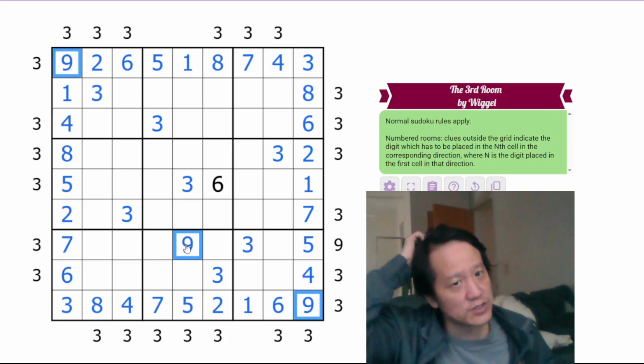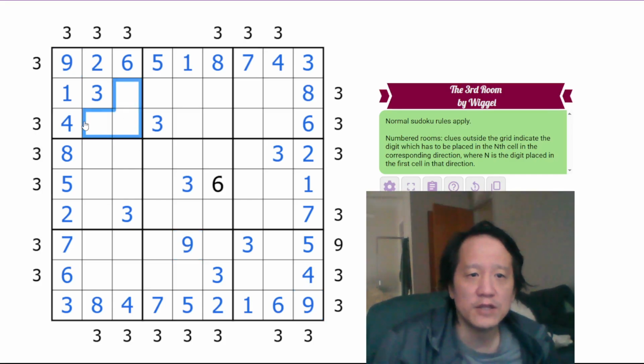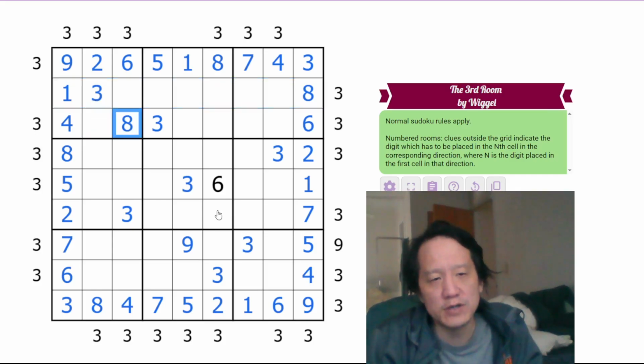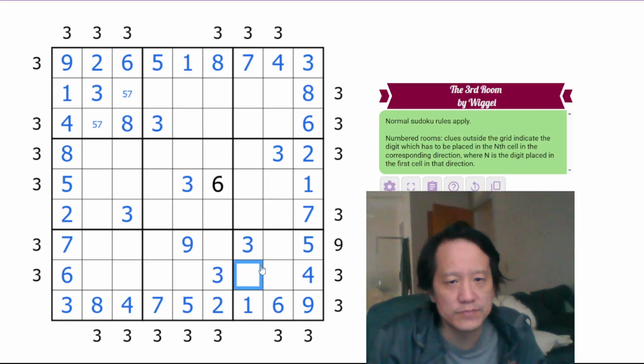So now the rest of this is just normal Sudoku. Where is 8 in the upper left-hand box? It cannot be here. It cannot be here, so this must be 8. Remaining digits are 5 and 7 in that box. Where do we have the most digits? We don't have that many.